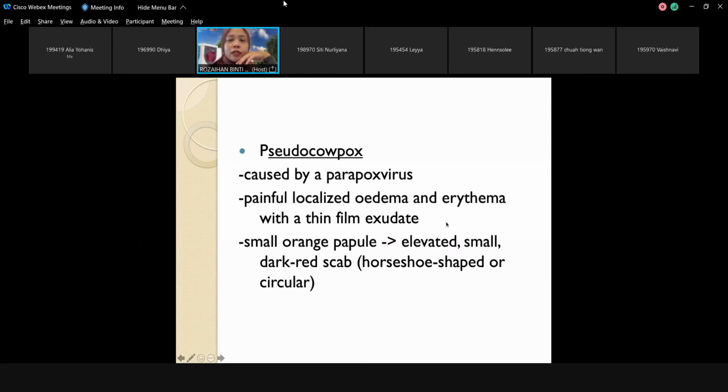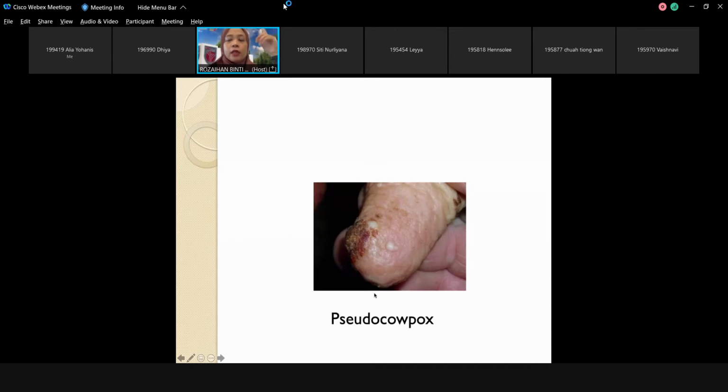Then there's another condition called pseudocowpox, which is caused by the parapox virus. It's very painful, with edema and erythema, and sometimes it can produce exudate. So it would start off as a small orange papule, and then it would elevate. It appears as a small lesion dark red in color. And then later on it will produce a scab. Usually the scab would form a horseshoe shape or a circular shape. Okay, so this is an example of pseudocowpox.